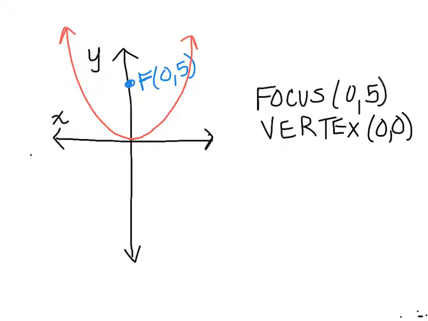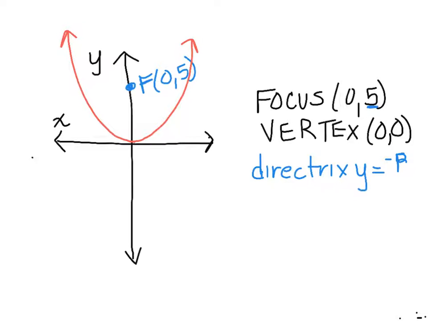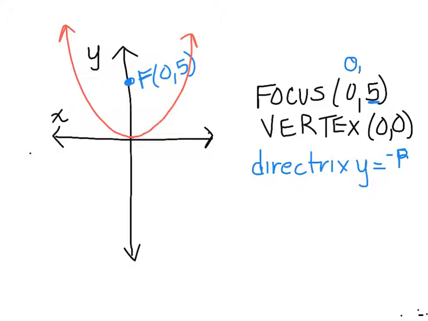Well, if the focus is at 0, 5, then I told you earlier that your directrix is actually at 0, the opposite of p. If these are 0, p, then this is the opposite of p. So the directrix is actually going to be at y equals -5.